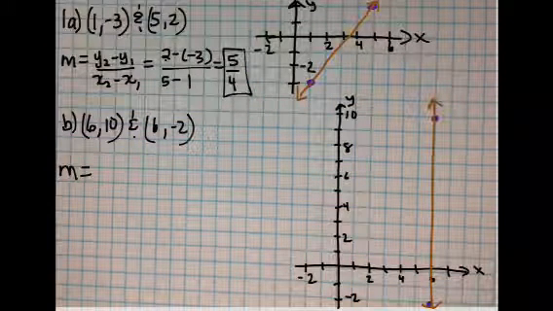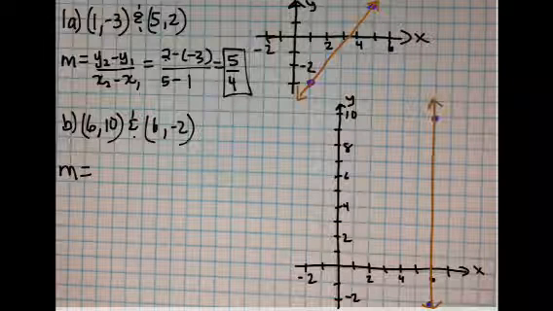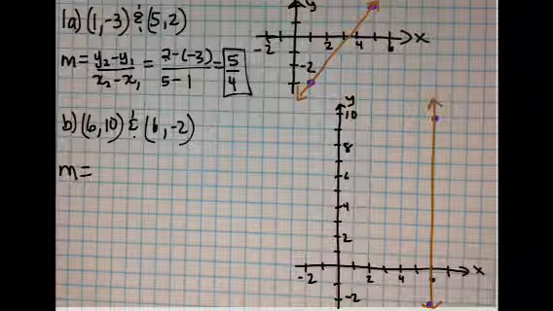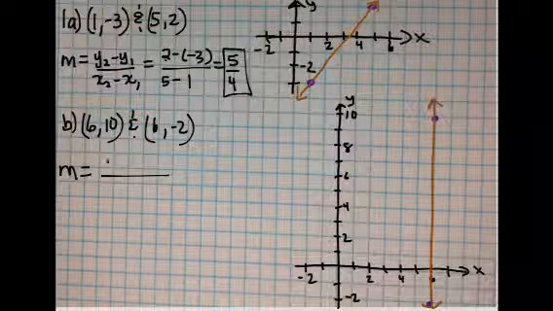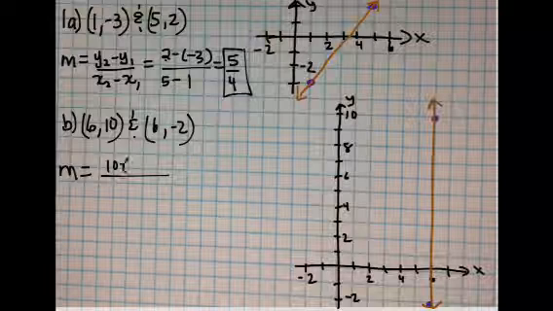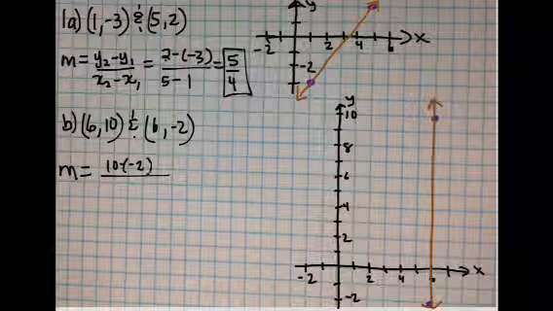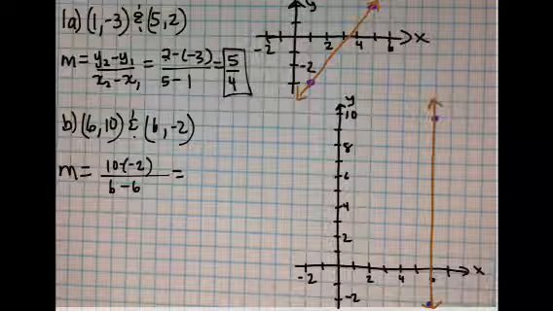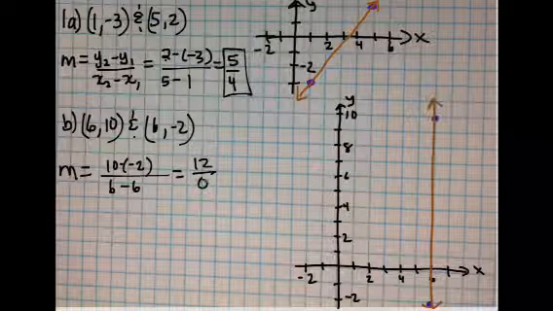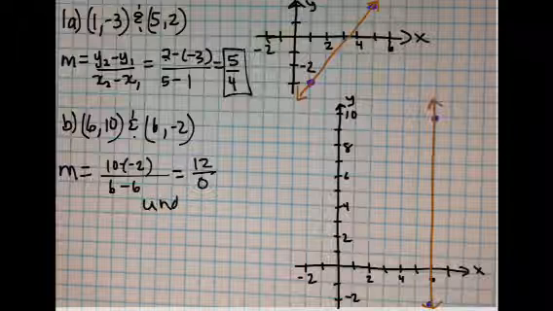Okay, for letter B, you can see it's a vertical line, so the slope is going to be undefined. So when you put it into the formula, you end up with, let's see, 10 minus a negative 2 divided by 6 minus 6. So 10 minus negative 2 is 12 over 0, which is undefined.